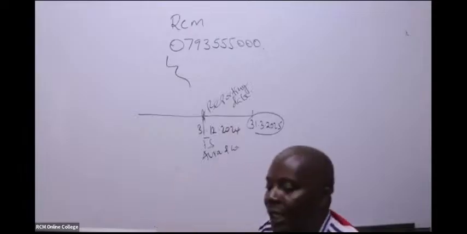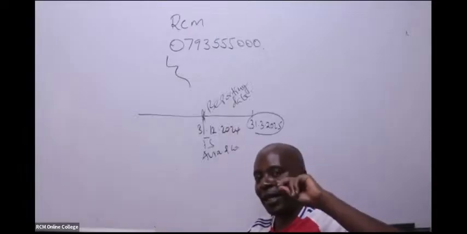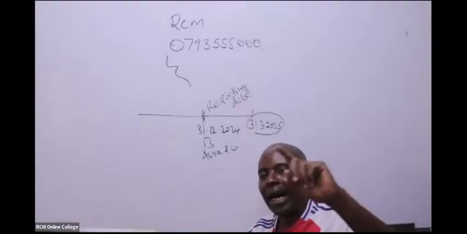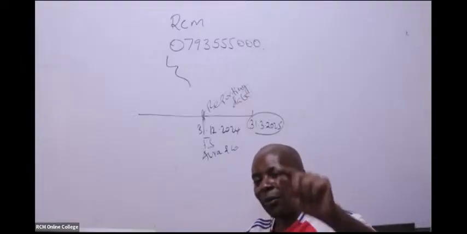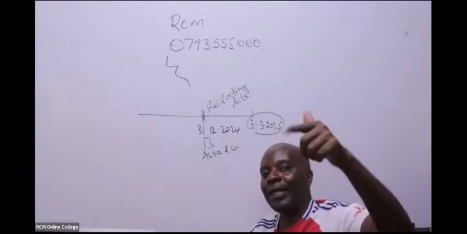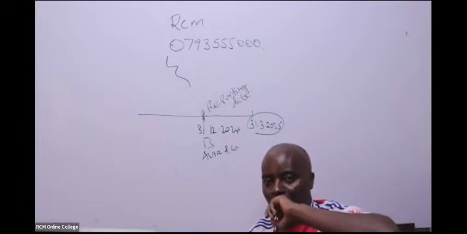Now, after the reporting date, we shall have 2 types of events. We have those events that are called non-adjusting. And we have those events that are adjusting that will require the company to adjust their financial statements.